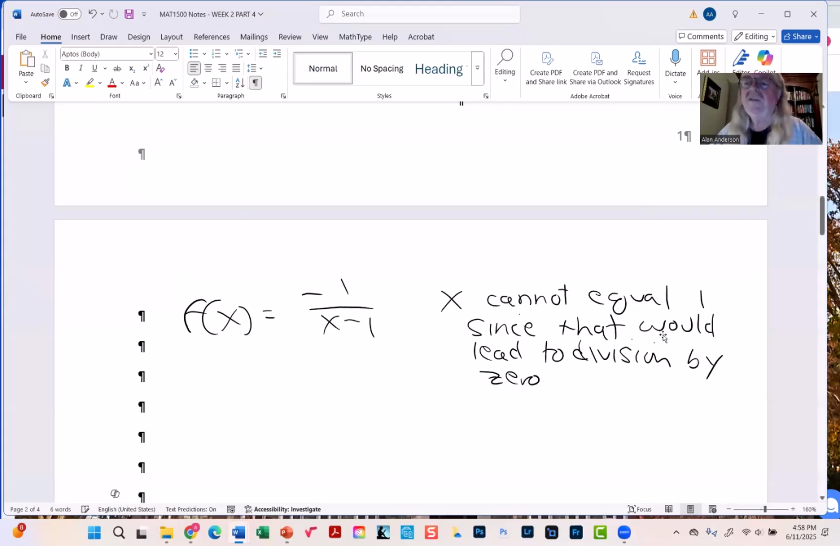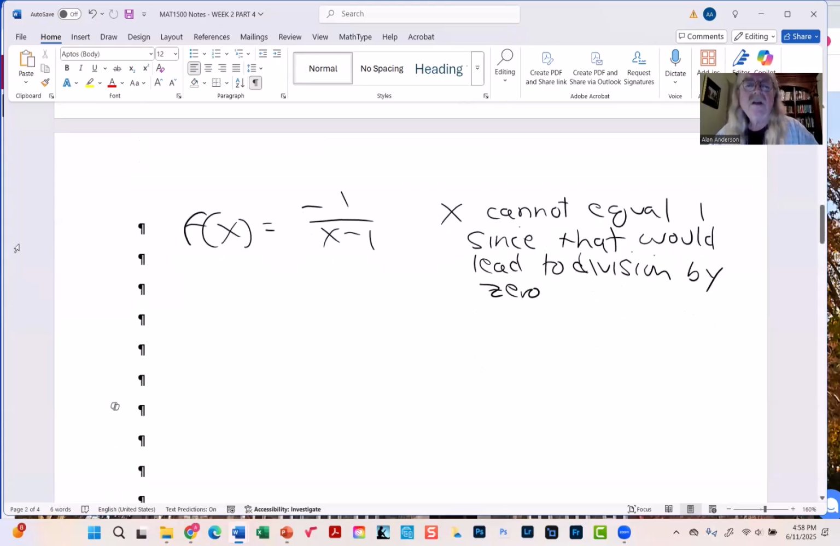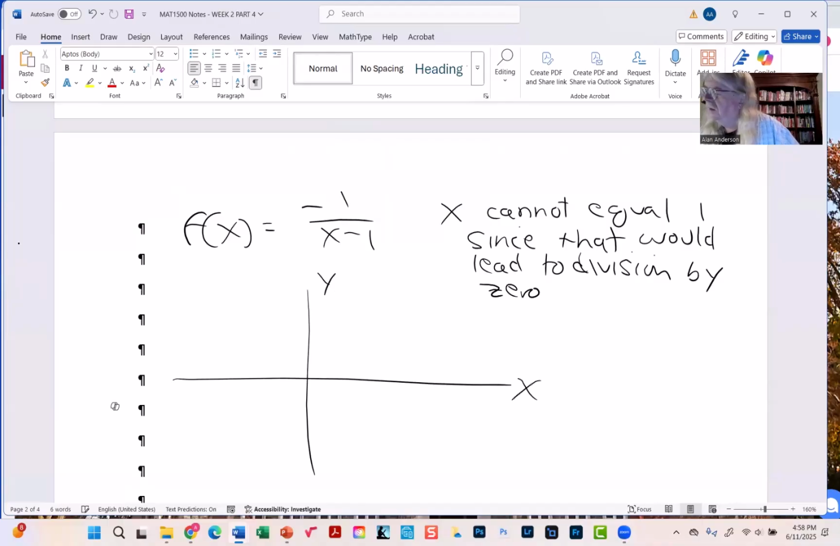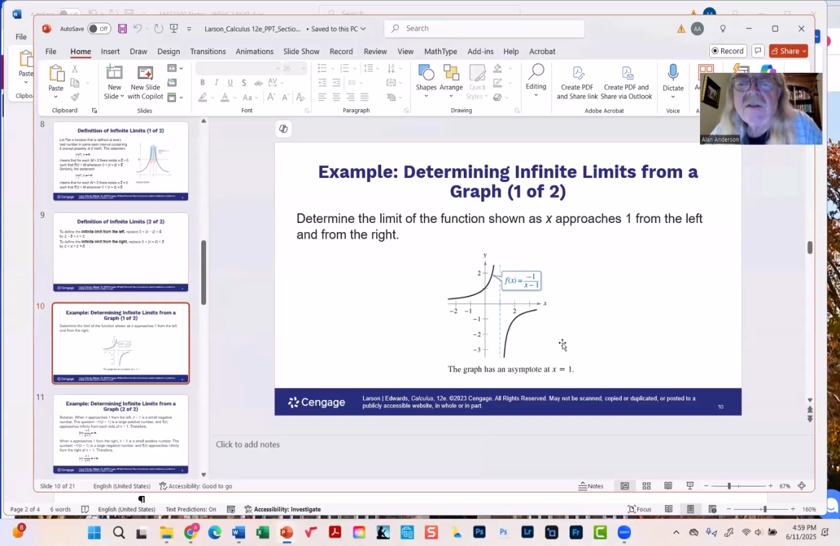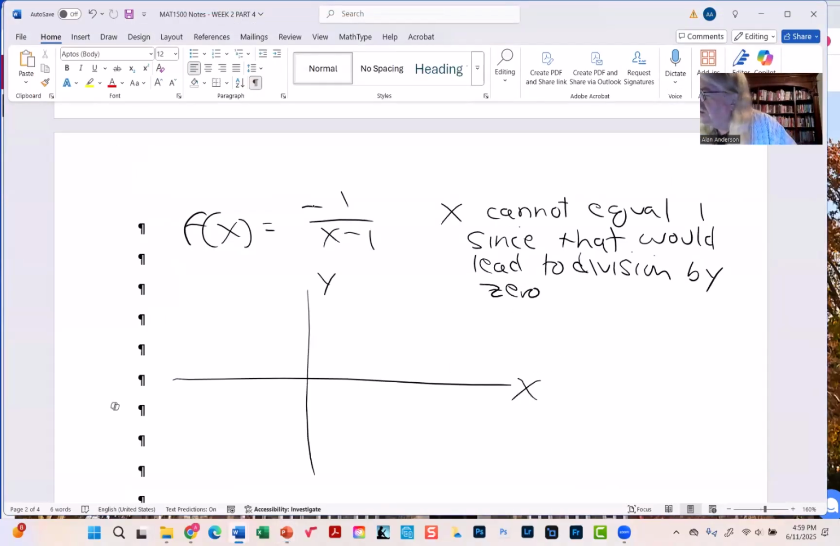Okay, so that means we're going to have a vertical asymptote at x equals 1. So the function looks like this. Okay, so now if you notice, this is interesting. The negative in the numerator changes the behavior of this function compared to, let's say, remember, we go back to this function, the inverse function.